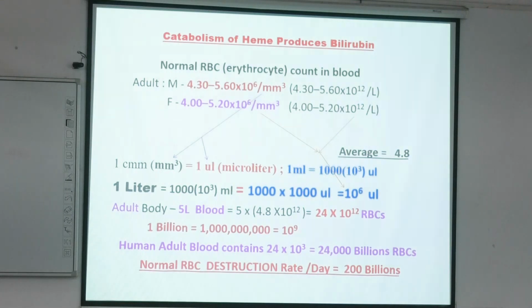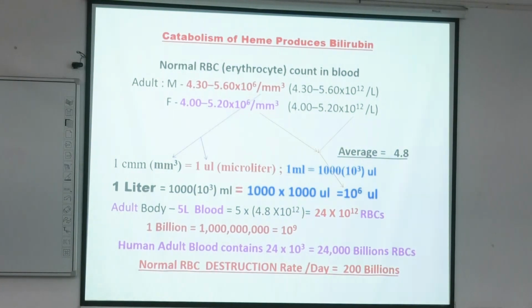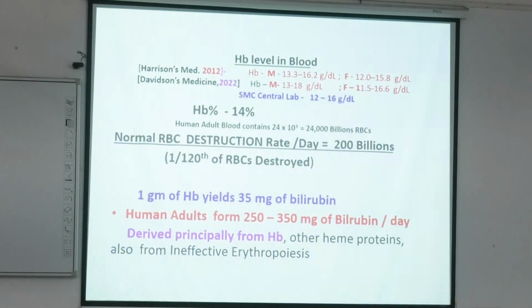So, 1 billion is basically 10 to the power 9. So, human adult blood contains 24 into 10 to the power 3 billion, because this is 10 to the power 9, 1 billion. So, 24,000 billion RBCs are present in the human body if the blood volume is 5 liters. So, the normal destruction rate of RBC is about 200 billion. It's not a small figure, but that's a normal picture also. So, out of 24,000, only 200.